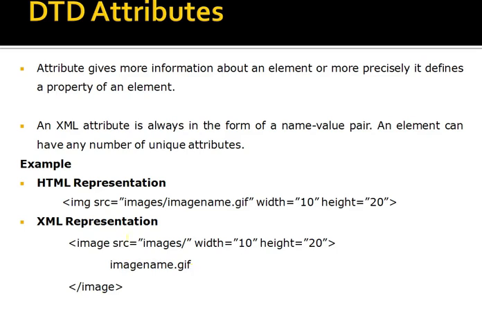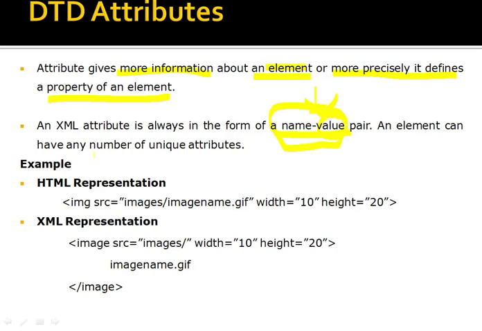As I told you, an attribute gives more information about an element, or more precisely, it defines a property of an element. An XML attribute is always in the form of a name-value pair. When you give an attribute, it is always with the attribute name and the value for the attribute. So the pair is the name and value.